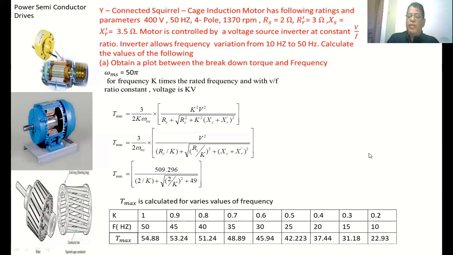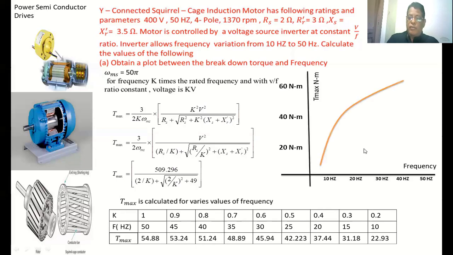Now we are going to take the frequency on the x-axis and the maximum torque developed in the induction motor on the y-axis. From this table you can say very easily that as the K value decreases, the maximum torque developed in the induction motor also decreases. This is the same thing we are going to draw in the graph. So in this manner, the maximum torque developed in the induction motor.